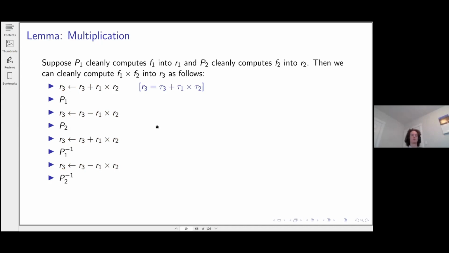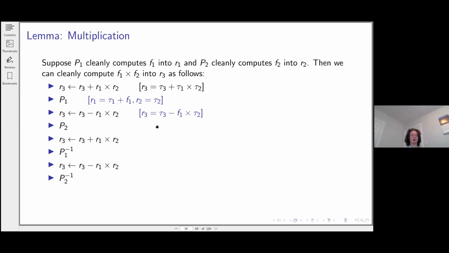So after we run the first instruction, everything started out at its initial value. So the new value for register 3 is tau3 plus the initial value of register 1 times the initial value of register 2. So then we run our first subroutine. That has the effect of updating register 1 to have the value tau1 plus f1. And then when we add r1 times r2, we'll cancel out that tau1 times tau2 term from the first step.